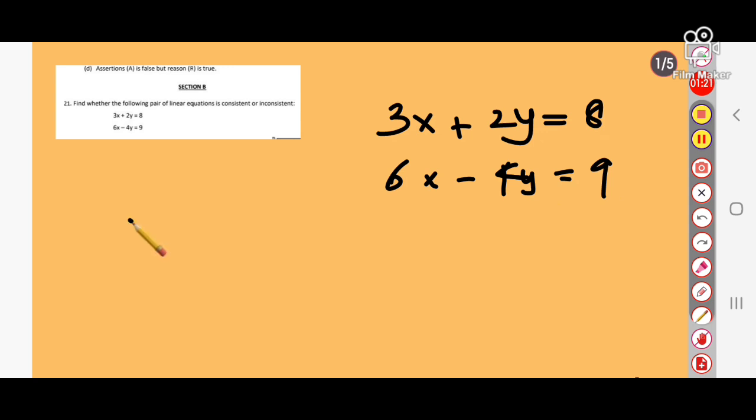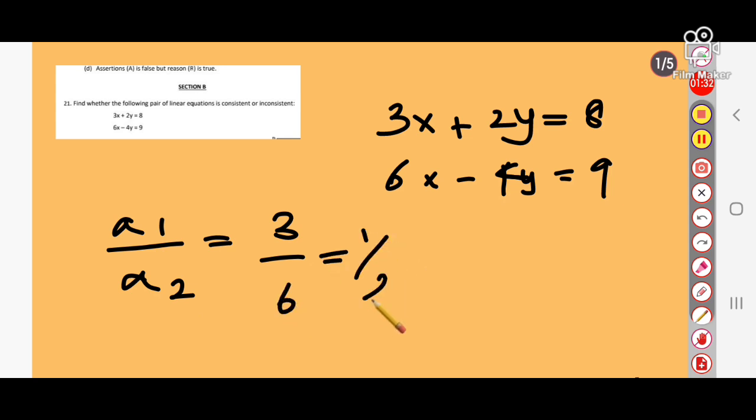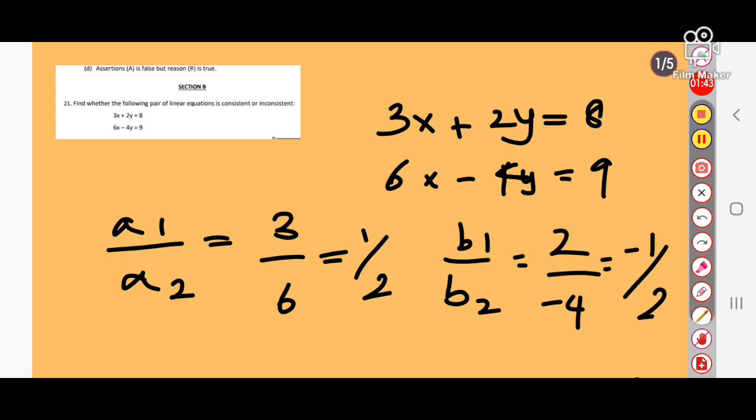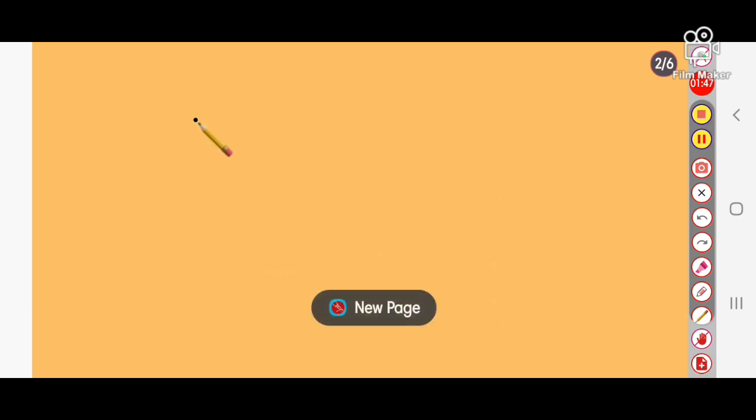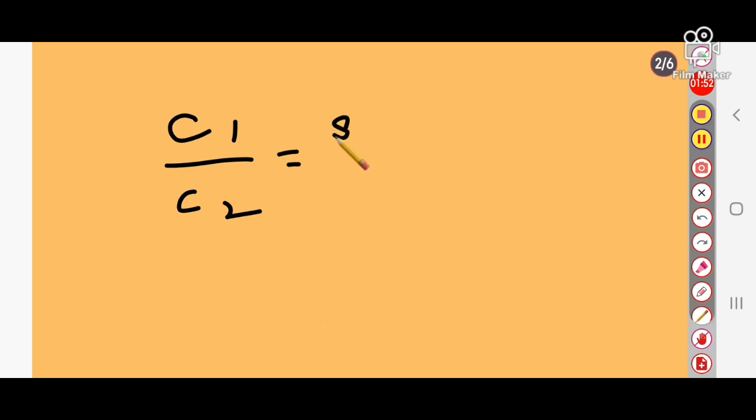So we use the formula, as you will be taught in your school. First a1 by a2, that is 3 by 6, which is equal to 1 by 2. Similarly, b1 by b2, that is 2 by minus 4, which is equal to minus 1 by 2. Same, right? 1 by 2 and minus 1 by 2 are the same in magnitude, no issues in that. Then c1 by c2 is nothing but 8 by 9.